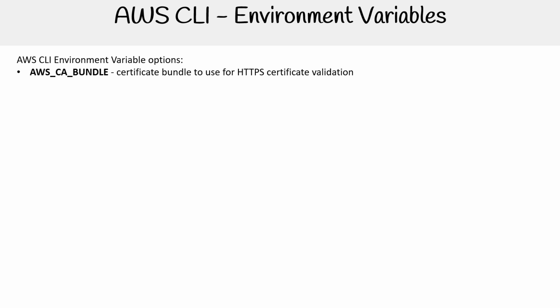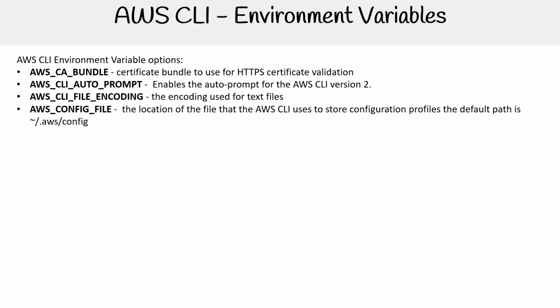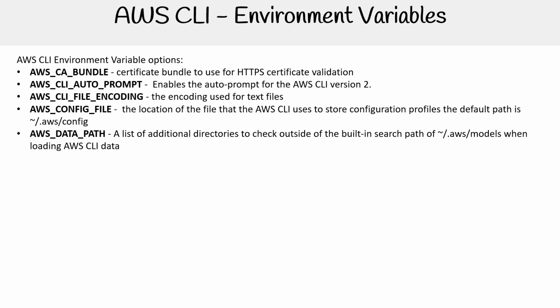So what we have is the CA bundle. This is for certificate bundles using HTTPS certificate validation. The auto prompt, we definitely like to use this one. This is a super useful one to turn on that WYSIWYG, so it makes it easier to write CLI commands. There's one for file encodings, if we need to change the location of the config file, and if we need to provide additional directories to check for models. I believe that's for service models. I said modules, I meant to say models.